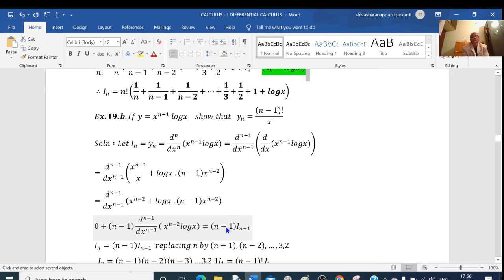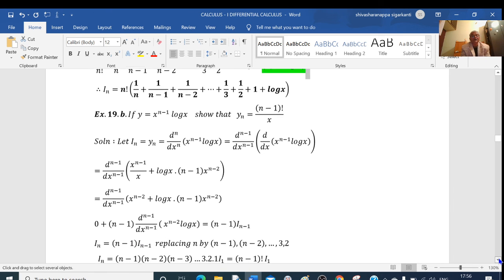This is equal to (n-1) into, okay. Can I write this as I_(n-1)? Yes, because we have I_n equal to this thing. If I replace n by n-1, what I am getting here is d^(n-1)/dx^(n-1) of x^(n-2) log x. This is nothing but our I_(n-1). So I am getting one formula here: I_n equal to (n-1) into I_(n-1).